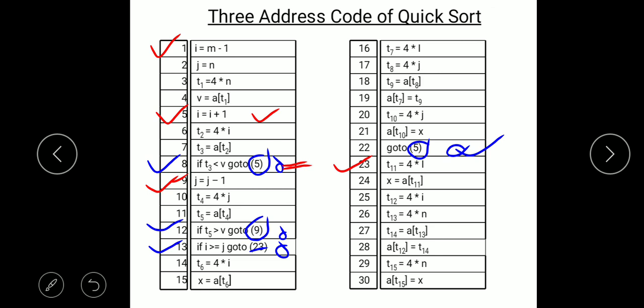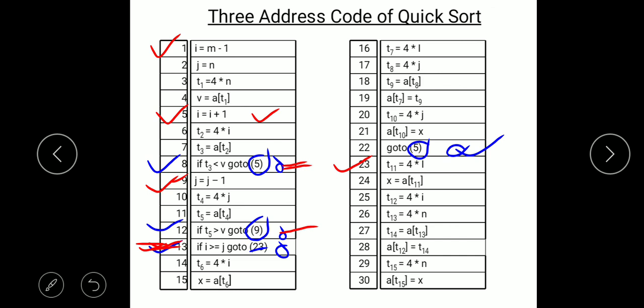Again, look, there is a conditional go to here, statement number 12. Statement number 12 is a conditional go to, and statement number 13 immediately follows it, so it would be a leader statement. So mark it again: statement number 13 would be a leader statement.